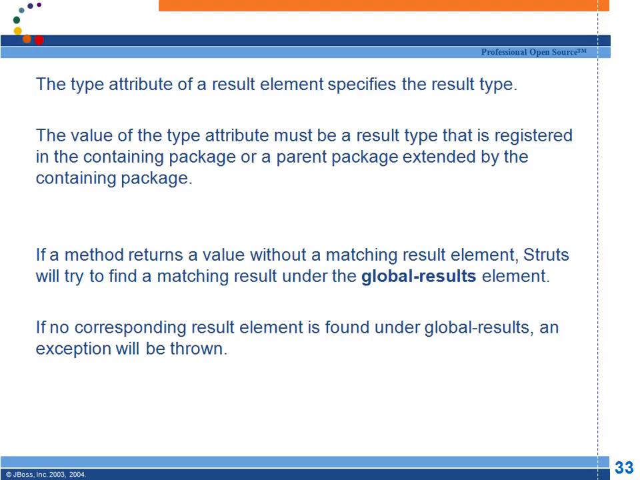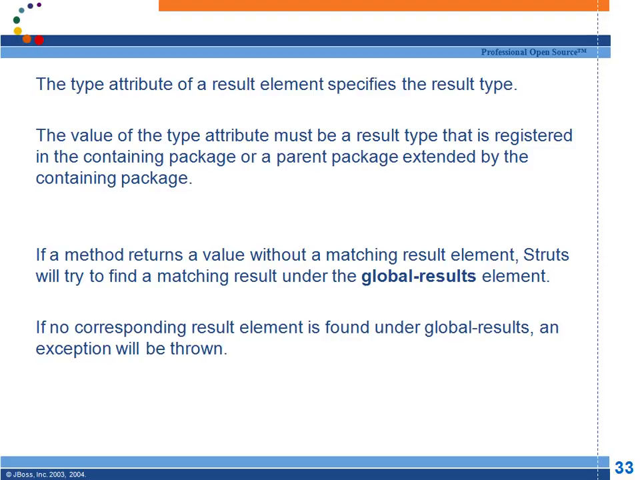The type attribute for the result element specifies the result type. The value of the type attribute must be a result type that is registered in the containing package or a parent package extended by the containing package. What is the result type by default? Dispatcher. Where is the result type dispatcher defined? In struts-default, in this package.